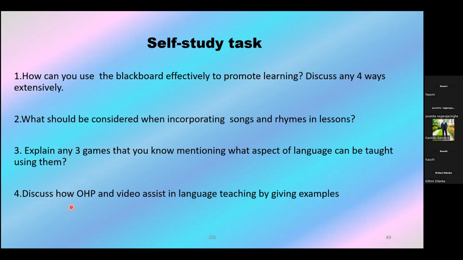This is how an OHP and a video can assist in language teaching, by giving examples. Write it as a paragraph. For OHP, 1 small paragraph, and for videos, another small paragraph.